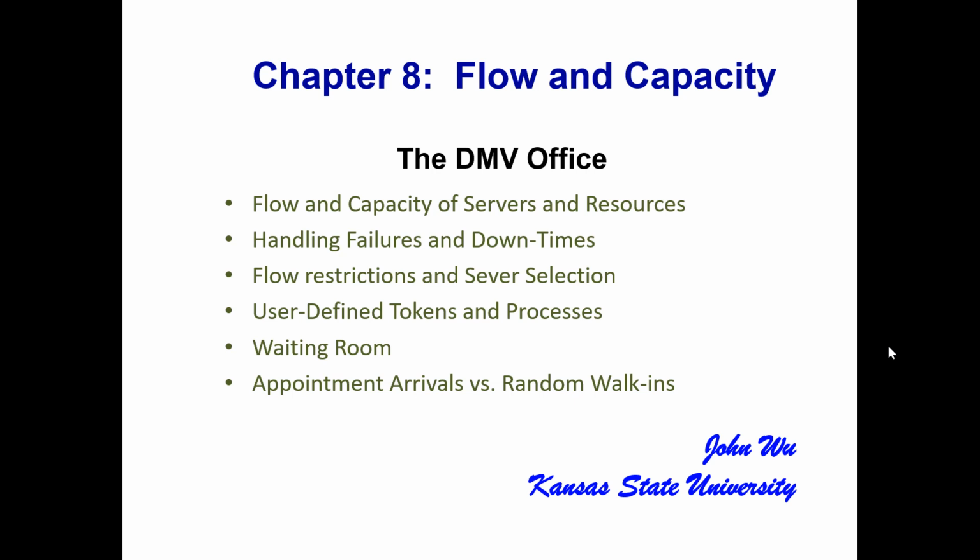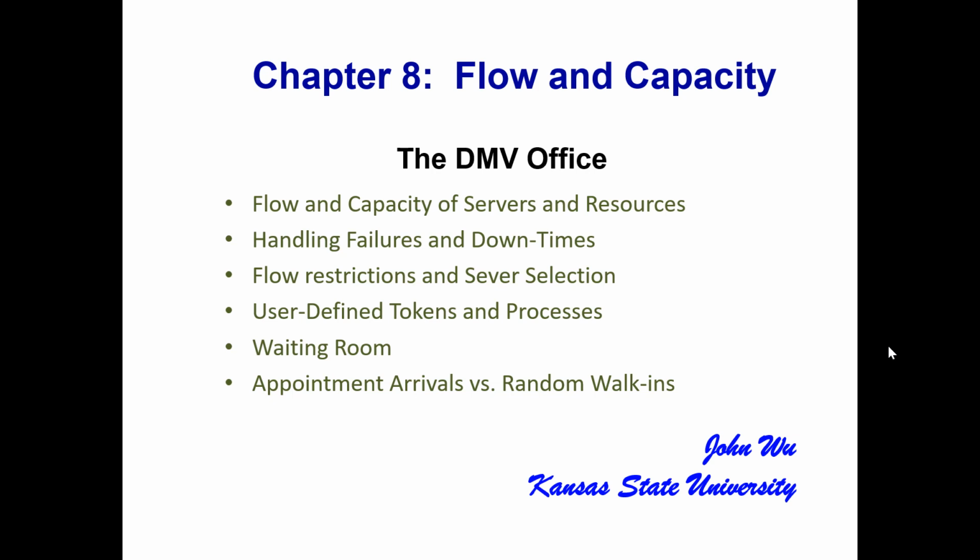Starting chapter 8, we're talking about flow and capacity of resources. We're using an example called DMV Offices. The objective of this lecture will be following the flow and the capacity of the server and resources. And we will review some of the detail for the setup for servers and resources objects in SIMIO.